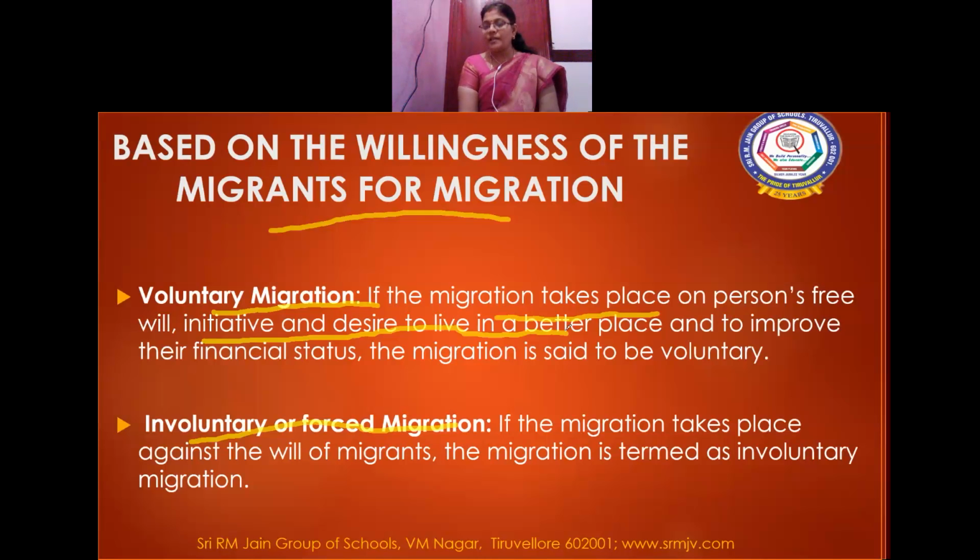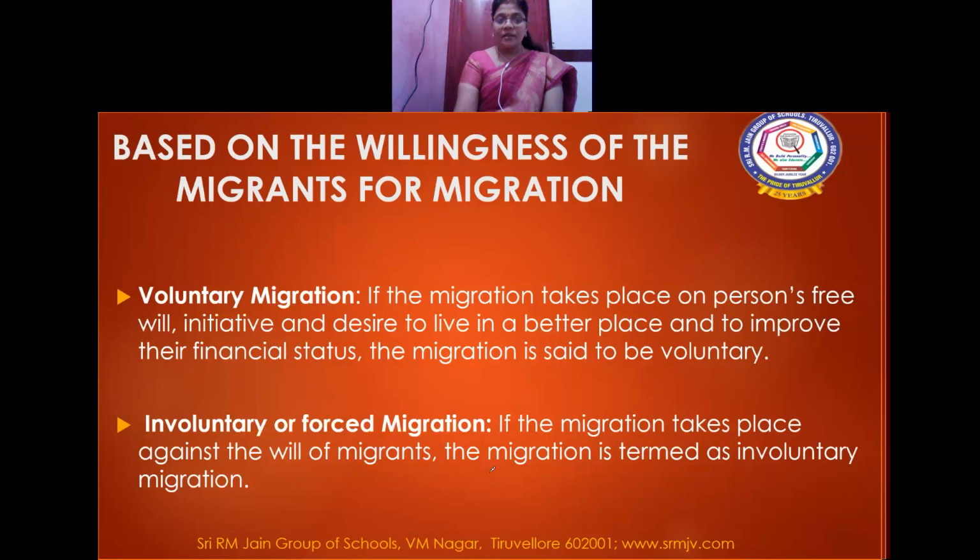So voluntarily he will be migrating from one place to another place. It is called voluntary migration. And involuntary migration means if the migration takes place against the will of migrants. If the migrant is not interested to move from his native place, but he may be forced because of some natural calamities or war, some exploitation. So involuntarily the migrant will move from his place to other place. Such case it is called involuntary migration.